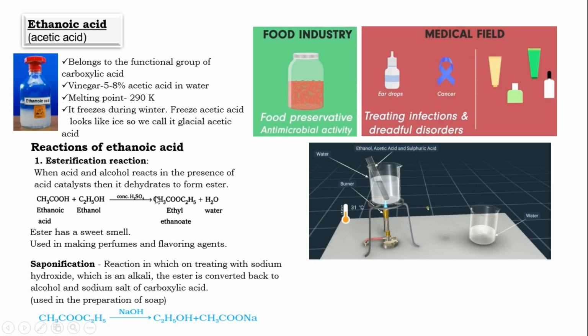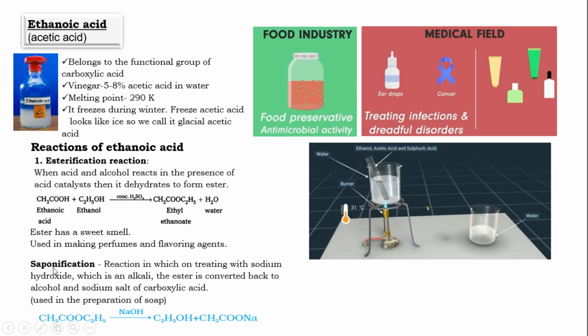So the final product you get is CH3COOC2H5. Now, esters generally have a sweet smell and hence are used in making perfumes and flavoring agents. Here this diagram shows how the experiment takes place.